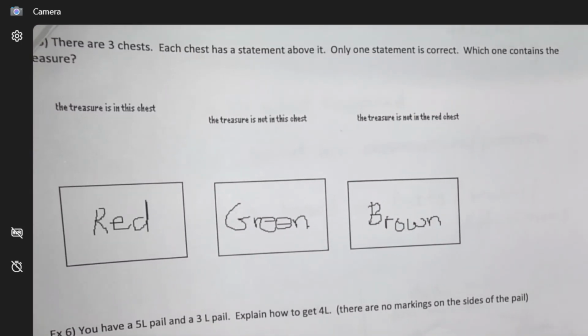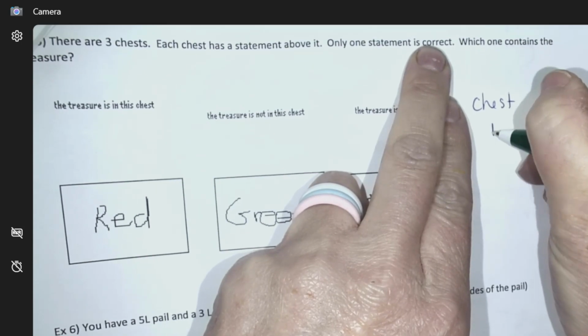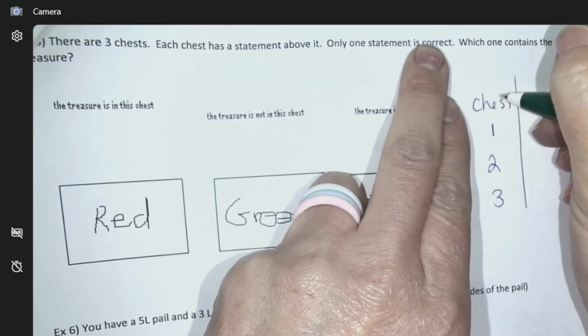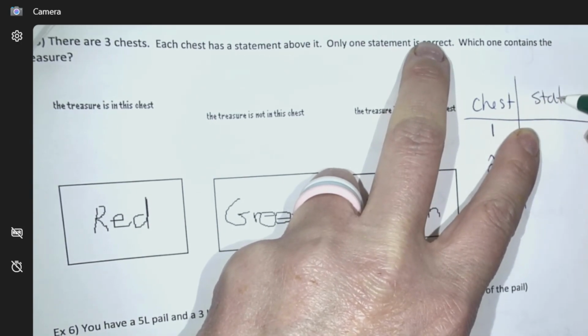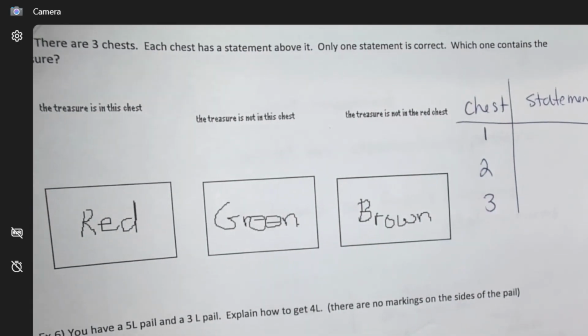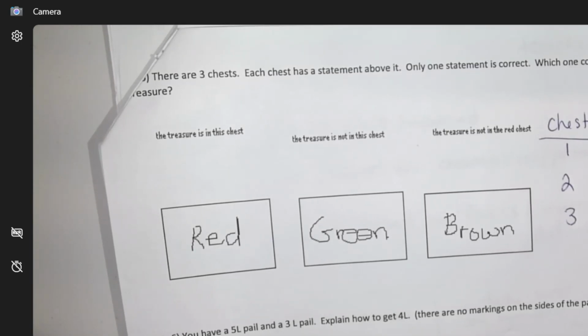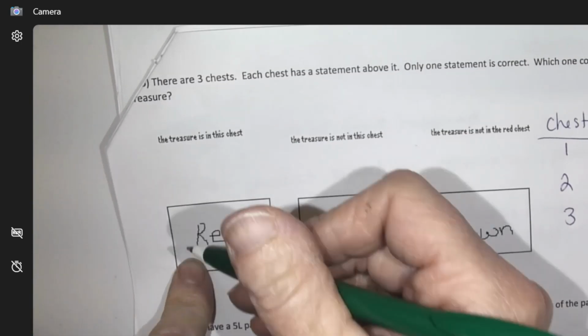Okay, we have 3 chests, and each chest has a statement above it. Only one statement is correct. So which one has the treasure in it? Okay, so I'm gonna go like this. I'm gonna try to guess what chest it's in, and we're gonna talk about if it's true or false. Okay, ready. Put the treasure in the red.